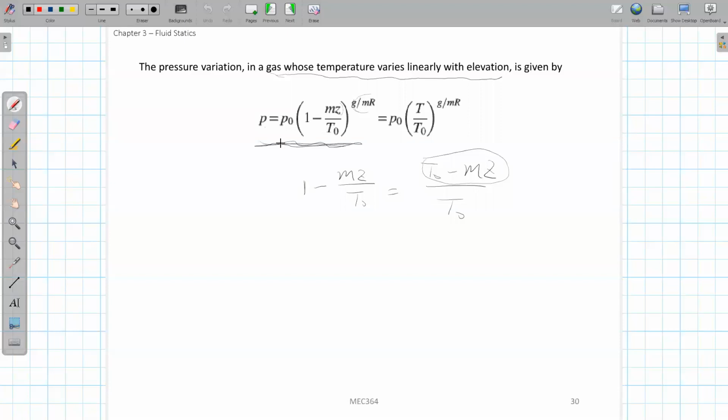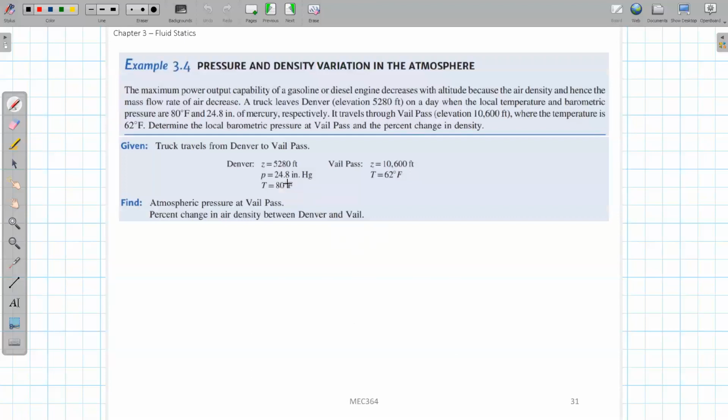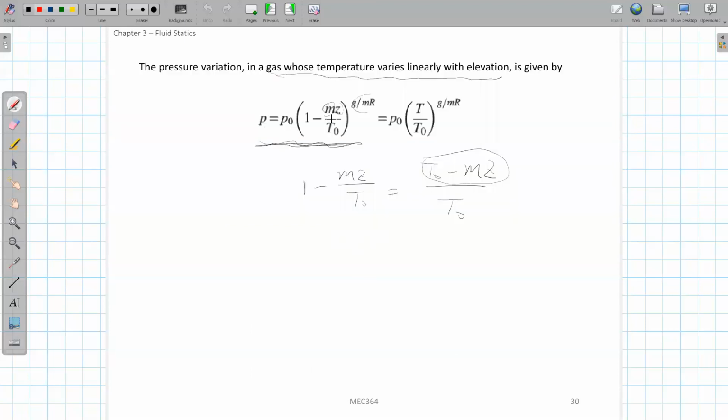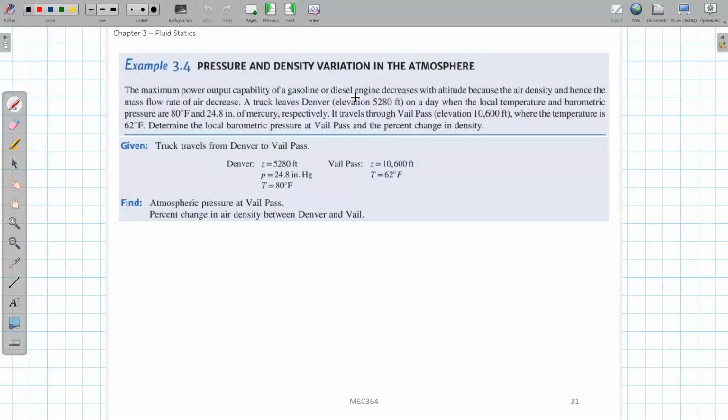P will be equal to this P known times 1 minus mz divided by T0, over this value. So our question here is that we need to find this m constant, the slope of the temperature drop with elevation. I think this is the only thing we need to solve, because T0 is given, R is the gas constant for air and is already known, and gravity. So this m value is the only thing we want to know.